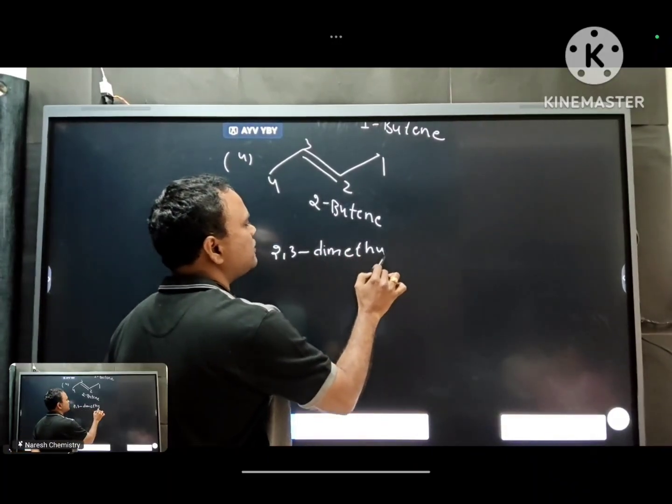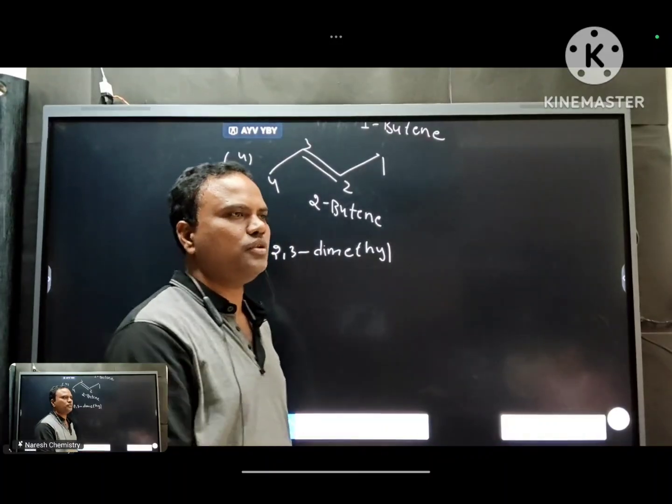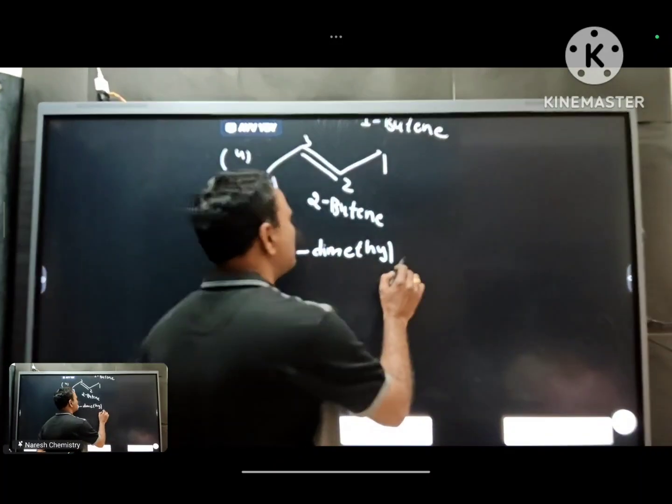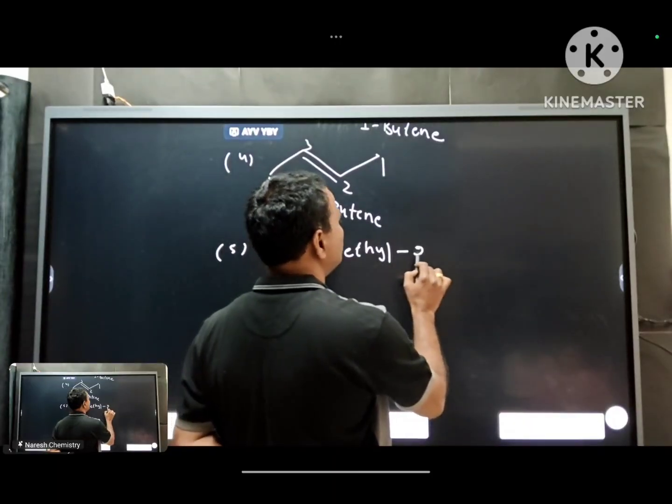2,3-dimethyl 2-butene. See, I am giving the examples which will be useful in the second year chapter and first year chapter. All of you try to draw the structures. 2,3-dimethyl 2-butene.